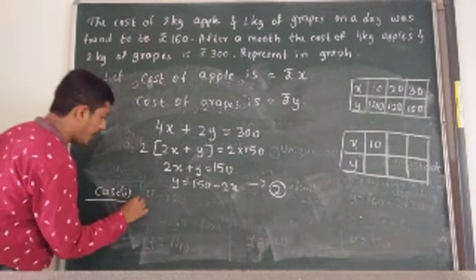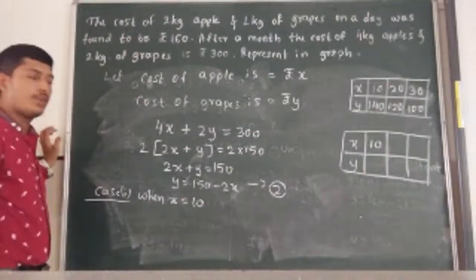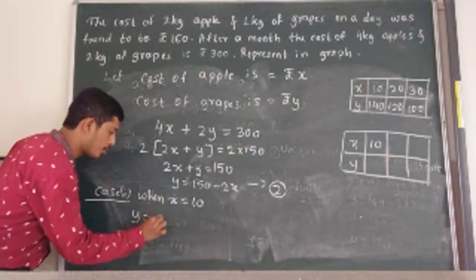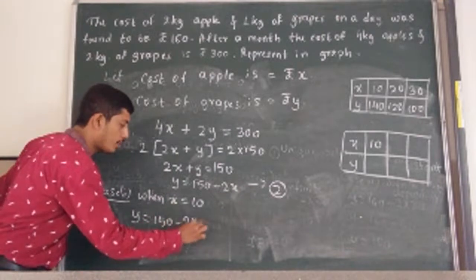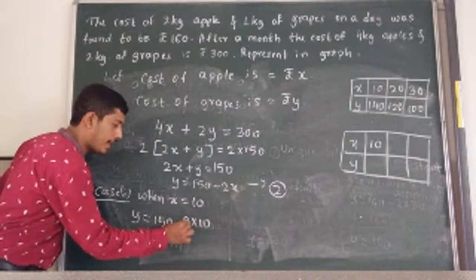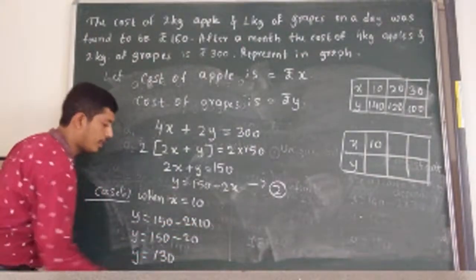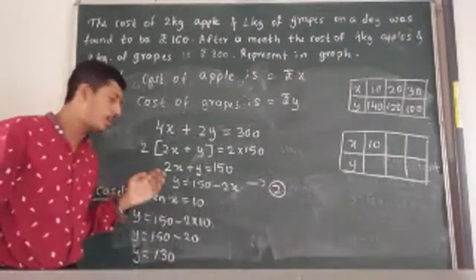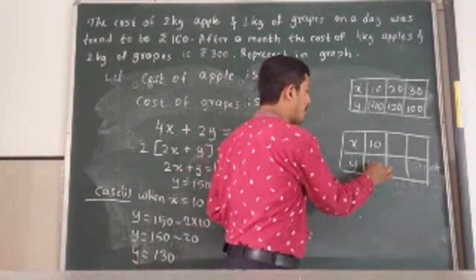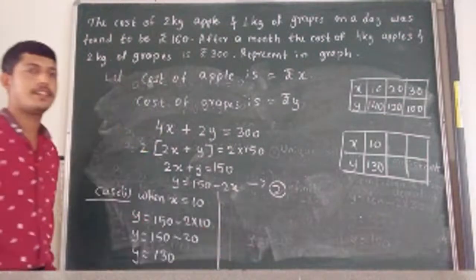So I will consider when x equals 10. So when x equals 10, equation 2 becomes y equals 150 minus 2 into x, where the x value is 10. Y equals 150 minus 10 into 2, 20. So y equals 130. 150 minus 20 gives 130. So therefore, when x equals 10, the y value becomes 130. Okay, so this is the first case.